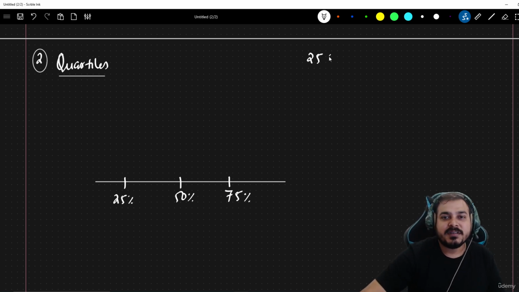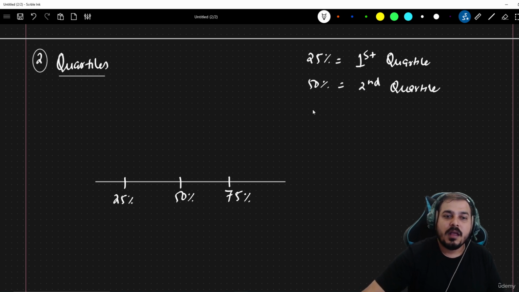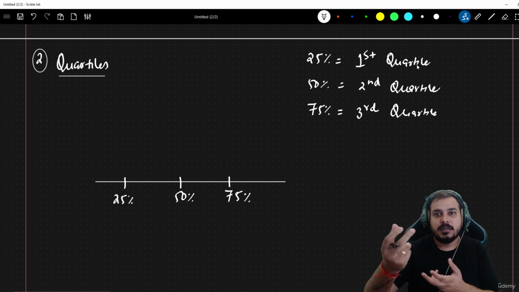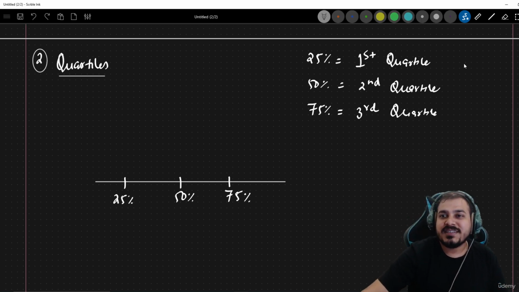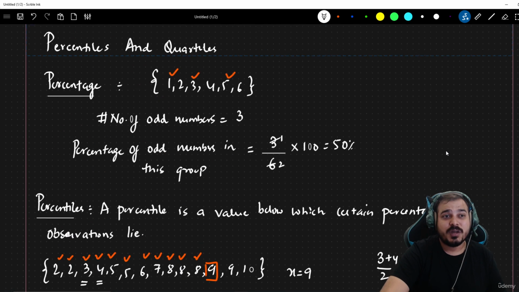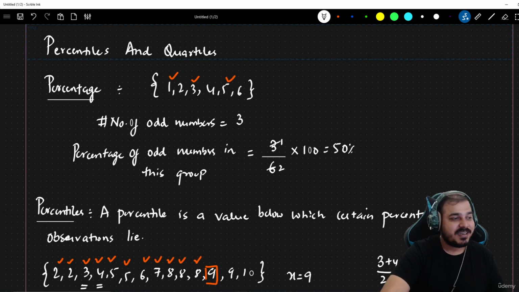Over here, the 25 percentile is basically my first quartile. The 50 percentile is my second quartile. And the 75 percentile is my third quartile. So every 25 percentile that we are considering is defined by quartiles. Quartile basically means quarter, right? One fourth, right? So this is the basic understanding with respect to quartiles. We are going to continue the discussion with respect to other topics, but I hope you have understood percentiles and quartiles. So I'll see you all in the next video.